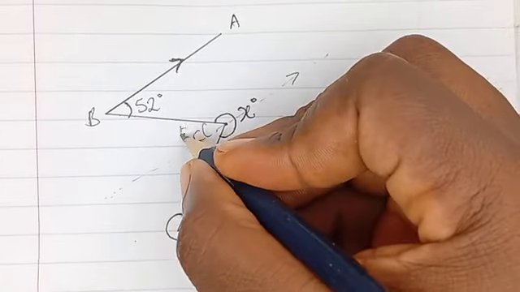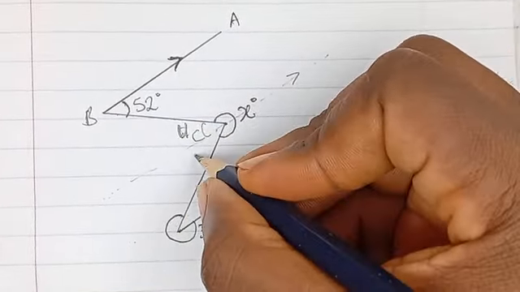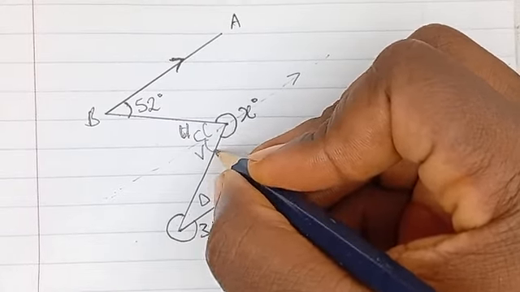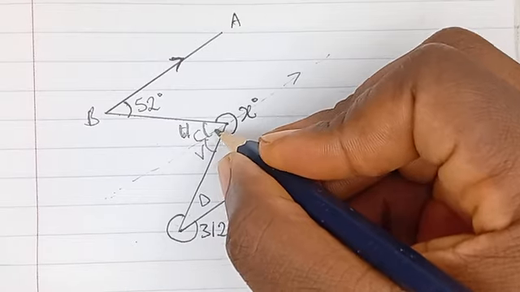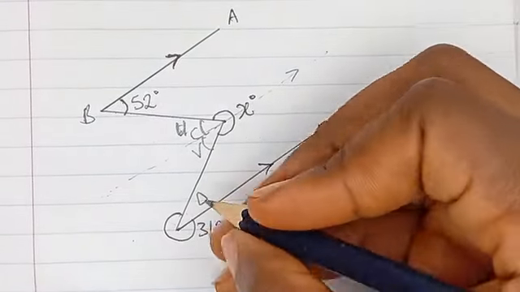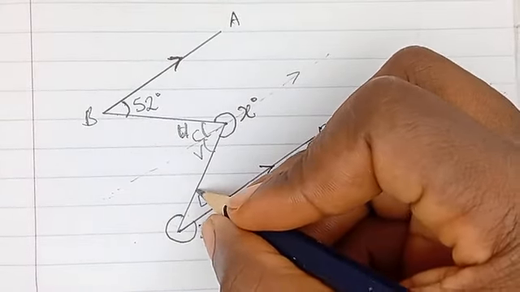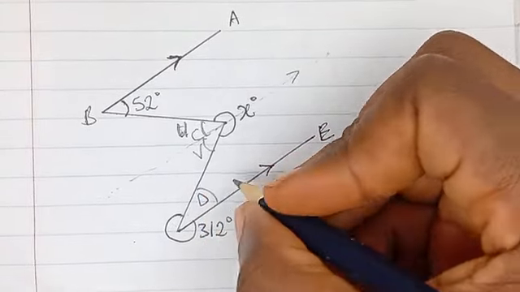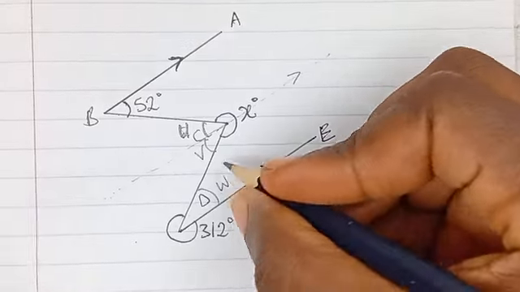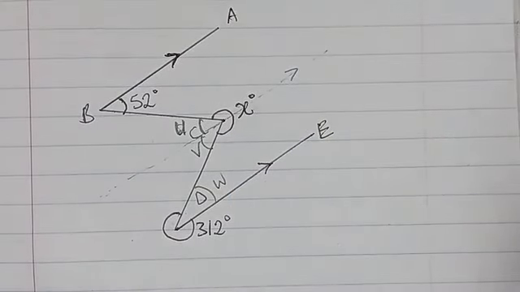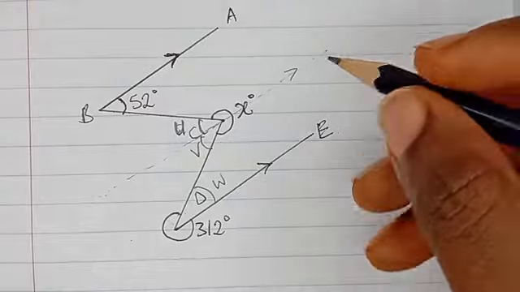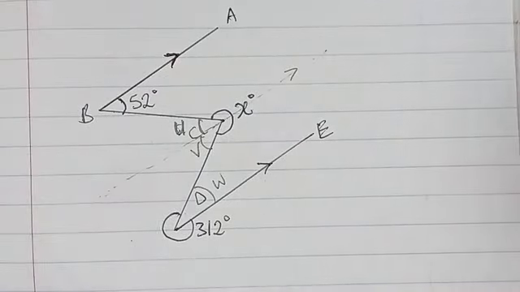Okay, let me say U, angle V for this other angle. This is angle U, this is angle V. Then this angle over here, so this is angle W. Beautiful. So these are the three angles we need to find angle X.